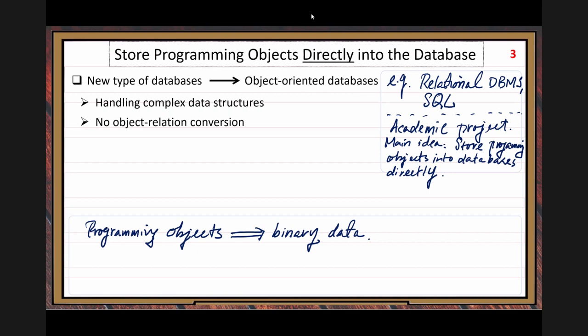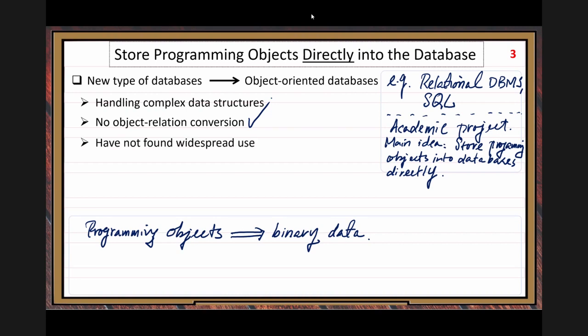Doing that, there is no object-relation conversion. Relation, that's our SQL structure. The object programming structure is different. They have different structures, so usually there should be some conversion between them. But with this idea, they want to bypass that conversion.